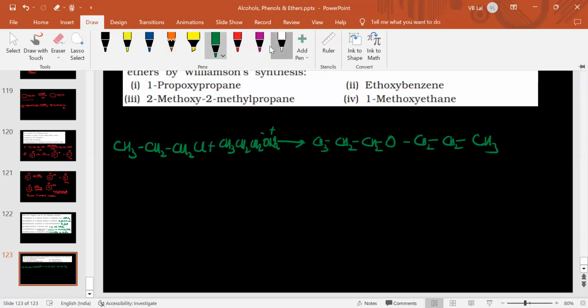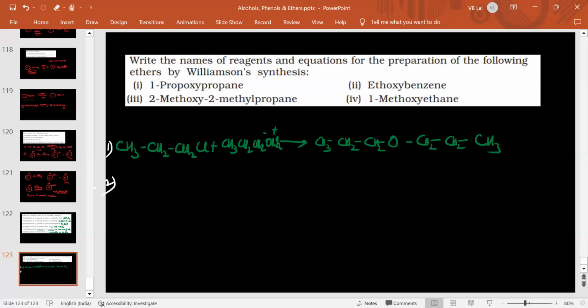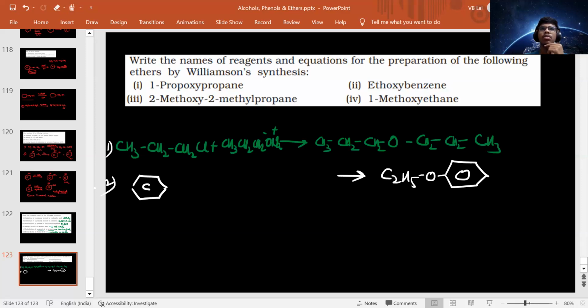Now supposing I have to prepare the second one, ethoxybenzene. So what is ethoxybenzene? C2H5O, and on this side you have the benzene ring. Now which combination will give me, by Williamson's reaction, the alkyl halide and which the alkoxide? Hariharan, can you tell me? Ma'am, chlorobenzene and sodium salt of ethane, ma'am. No, this bond doesn't break.